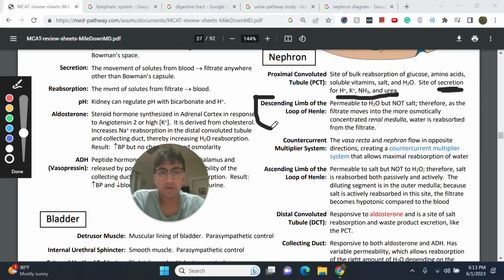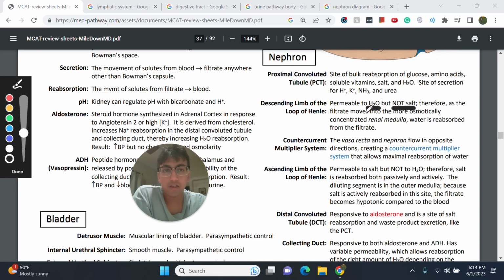The descending limb of the loop of Henle is permeable to H2O and not salt. And so basically, this tubular fluid is going to be going down and down. What's happening is that the filtrate moves into more and more concentrated medulla, right? Because water is being reabsorbed, so moved out of the descending limb. And so we're getting more and more concentrated tubular fluid down here in the descending limb. And what's happening in the ascending limb is that it's permeable to salt and not water.